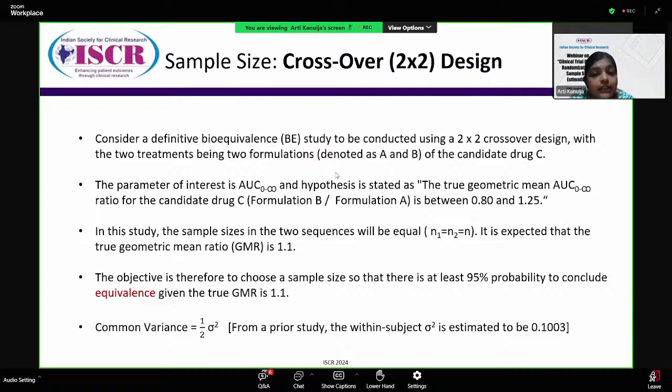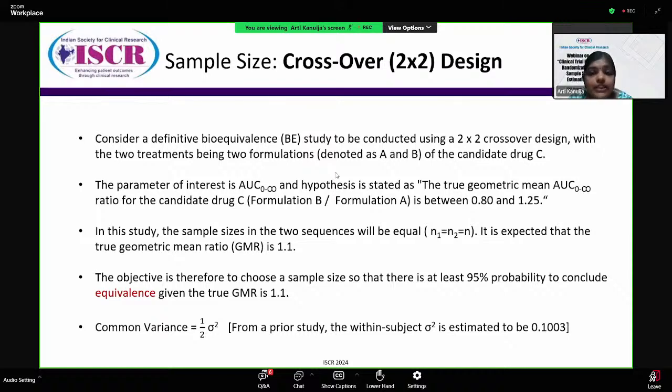So in this study, they have given us some information from past studies or from the literature review about what the sample size should be. They're looking at an equal allocation, which is 1:1. The geometric mean ratio here is 1.1, and they want to see equivalence achieved. It is important to know which estimates you really need for this calculation, which is the variance. They have a common variance, and they have given you a certain number, and that is 0.1003.